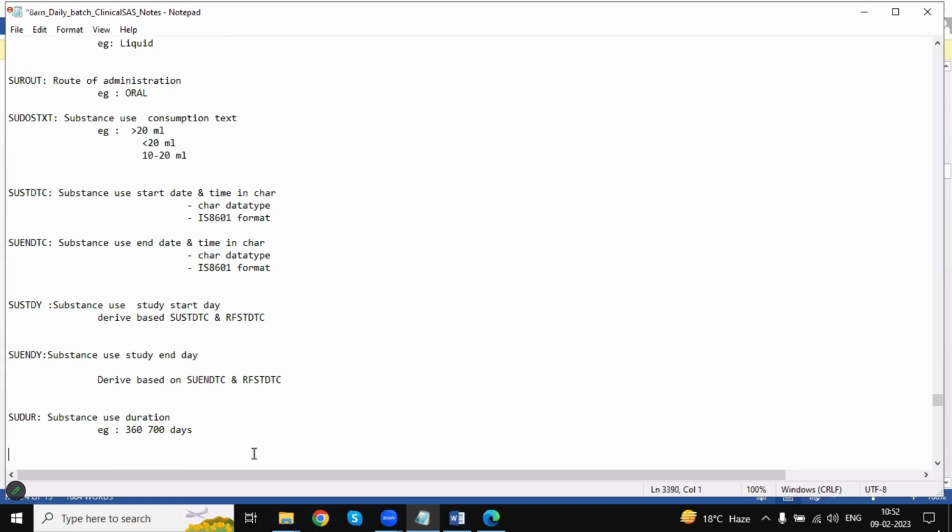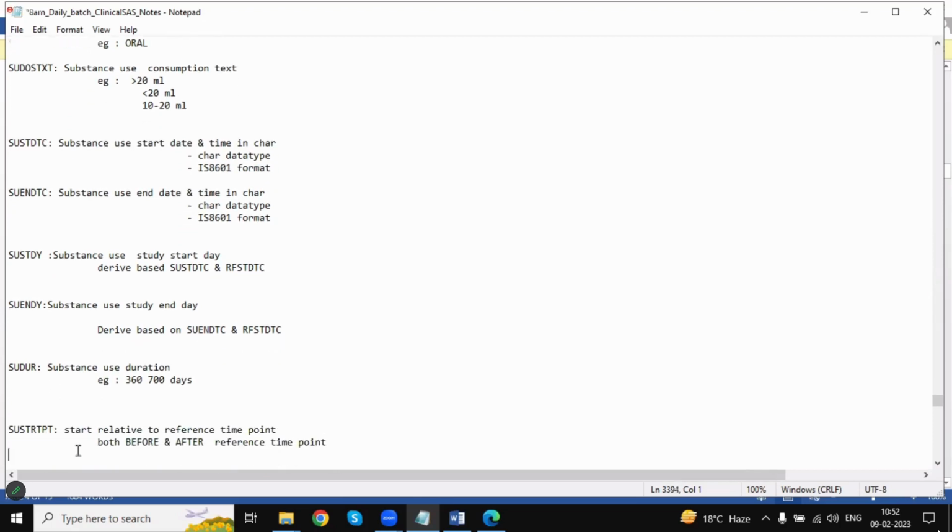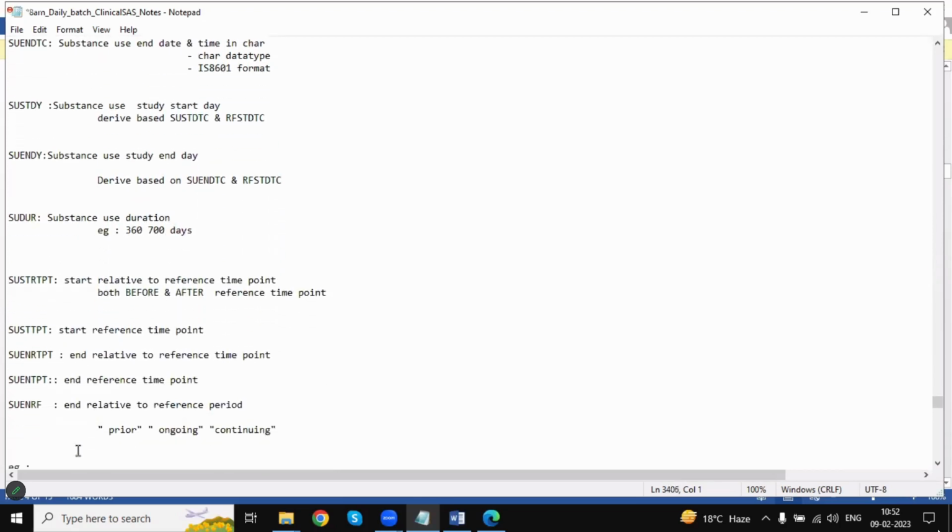Okay. Duration, yes. How many days you have had that habit? 30 days, 40 days, 60 days, from the last 1 year, from the last 2 years, from the last 3 years. The number of durations for that habit you have to capture. Okay. And same reference time points: start relative reference, end relative reference, start reference time point, end reference time point. For start relative reference, you will get before or after. For end relative reference, you are going to get ongoing details. SUSTTPT and SUENTPT, you will get dates.